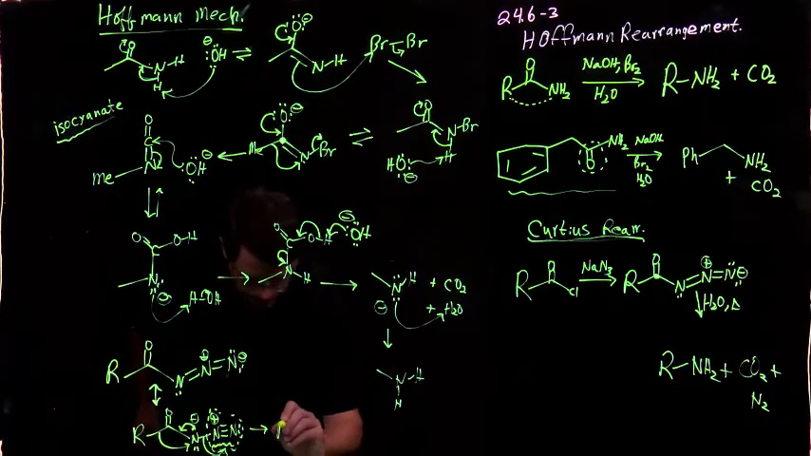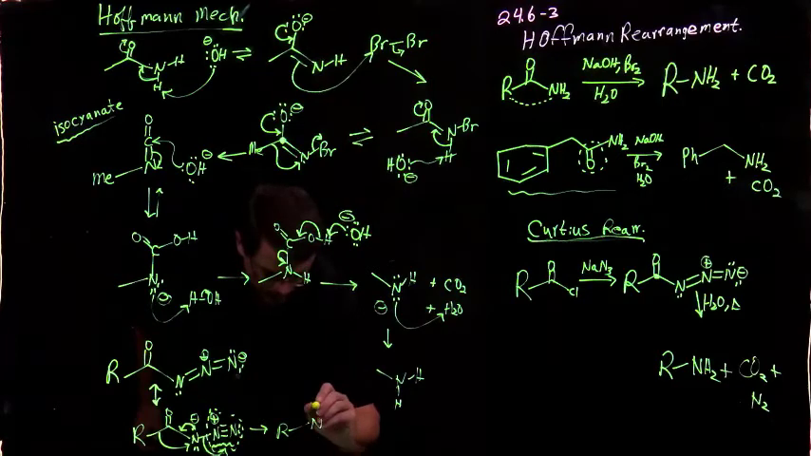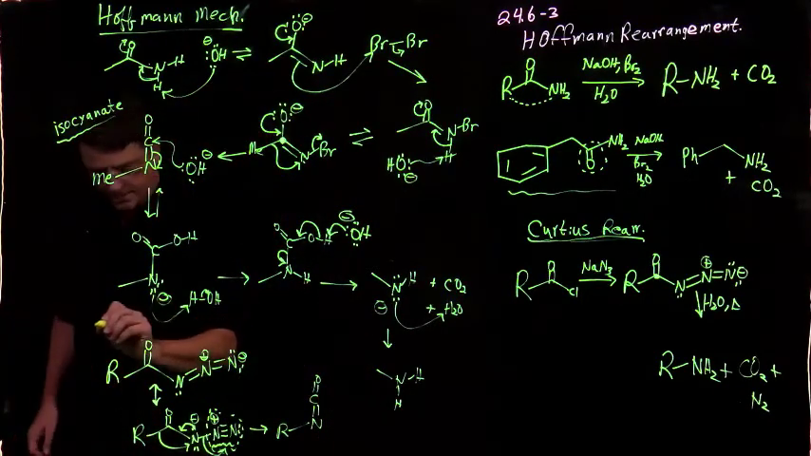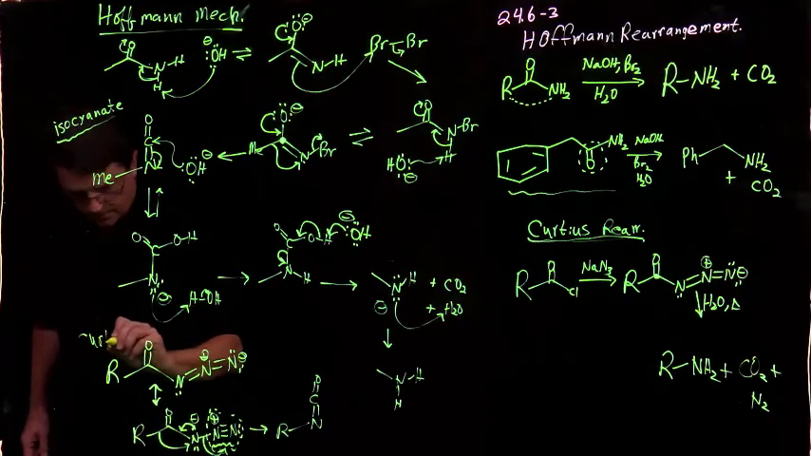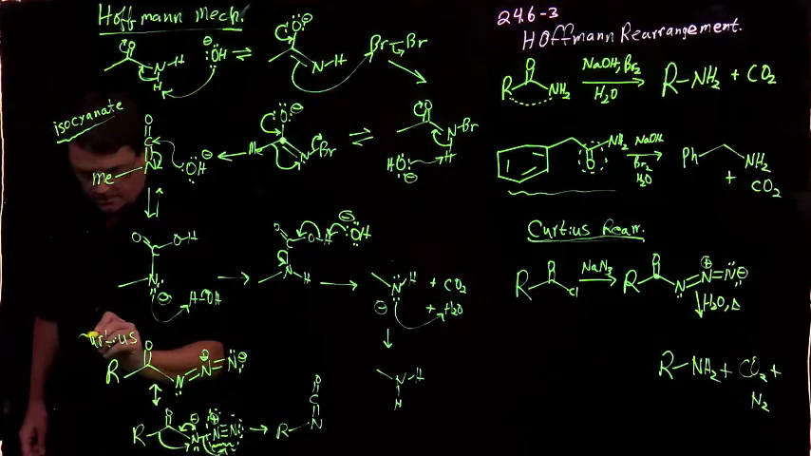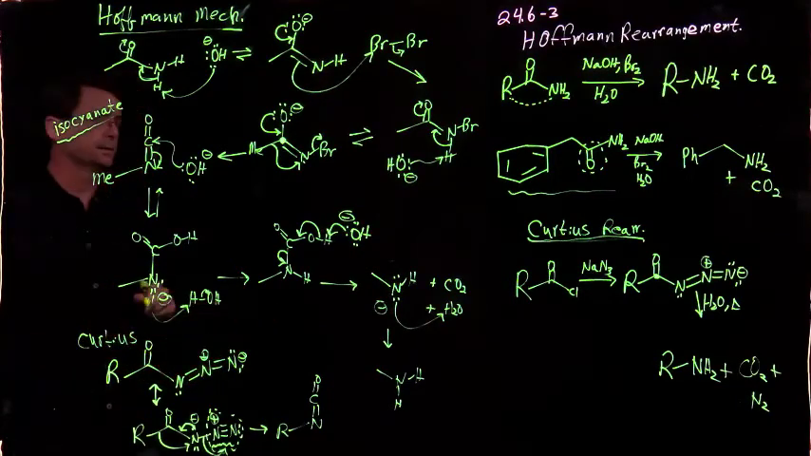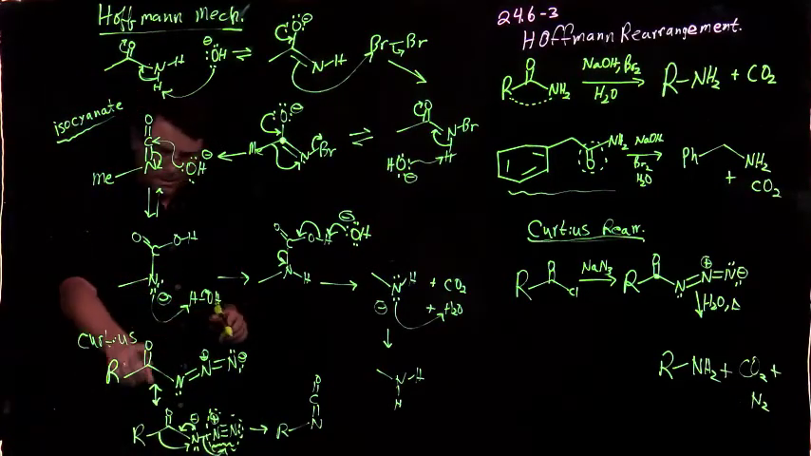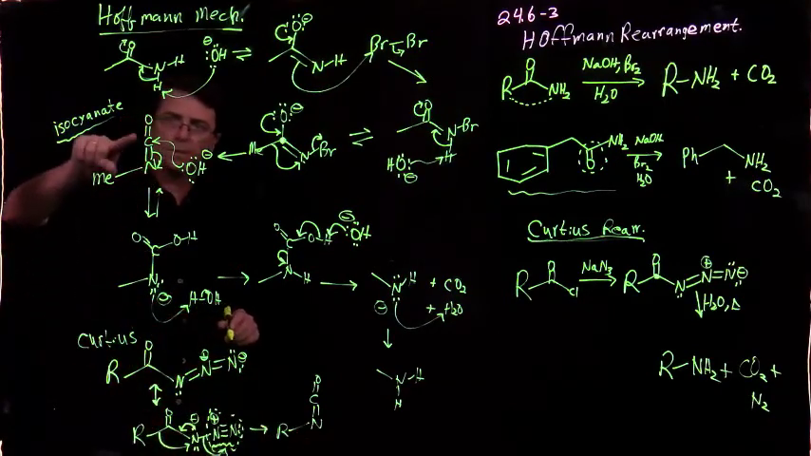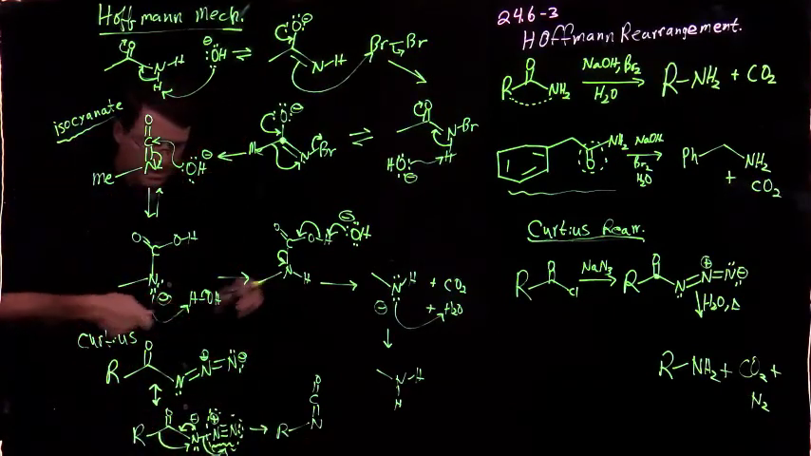This produces the equivalent isocyanate intermediate. So this is the Curtius mechanism. So it's the key rearrangement that produces this isocyanate, at which point we pick up in the same mechanism as before.